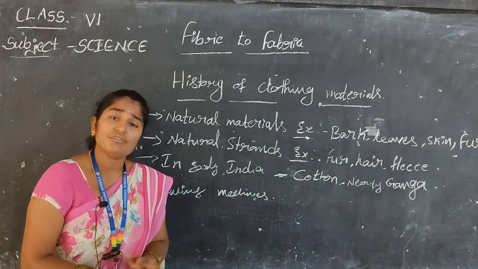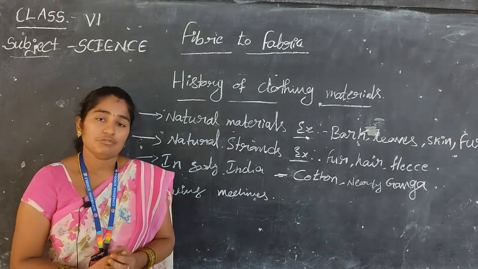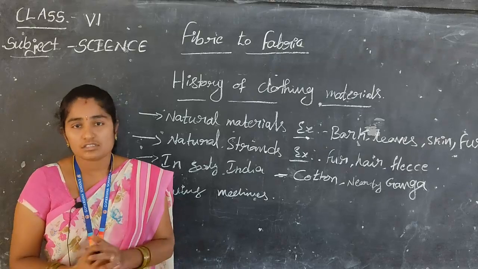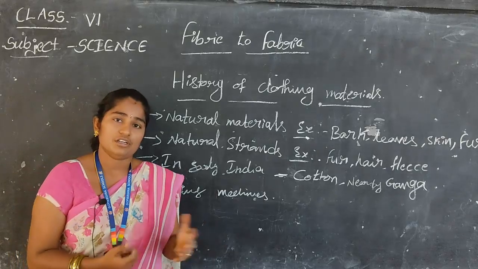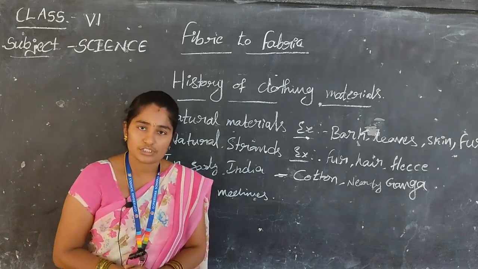So nowadays there are different varieties, different kinds, a lot of materials, the blended cottons, blended rayons. We are using artificial and natural ones. So different types of fabrics we are using.